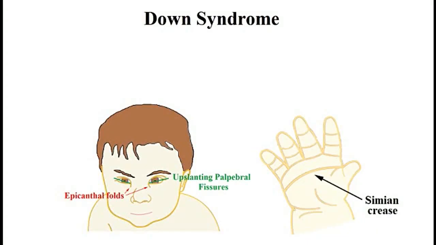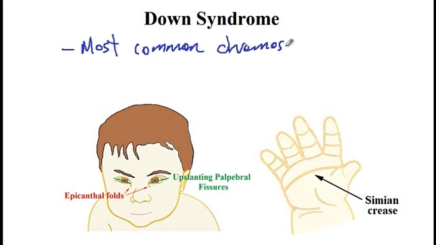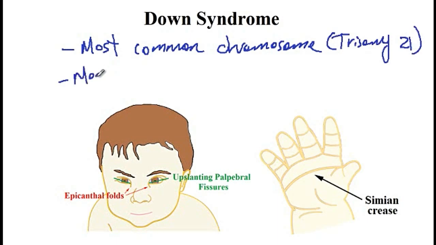Here I will discuss the clinical features of Down syndrome and then later discuss in detail the mechanisms through which Down syndrome can develop. So Down syndrome is the most common chromosome abnormality, which is due to trisomy 21. It's also the most common cause of mental retardation.